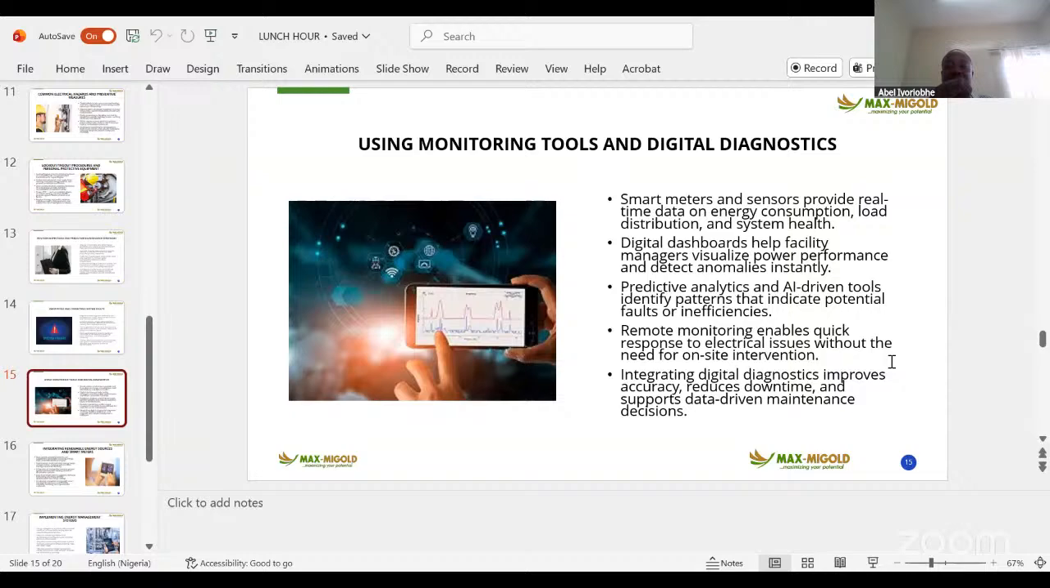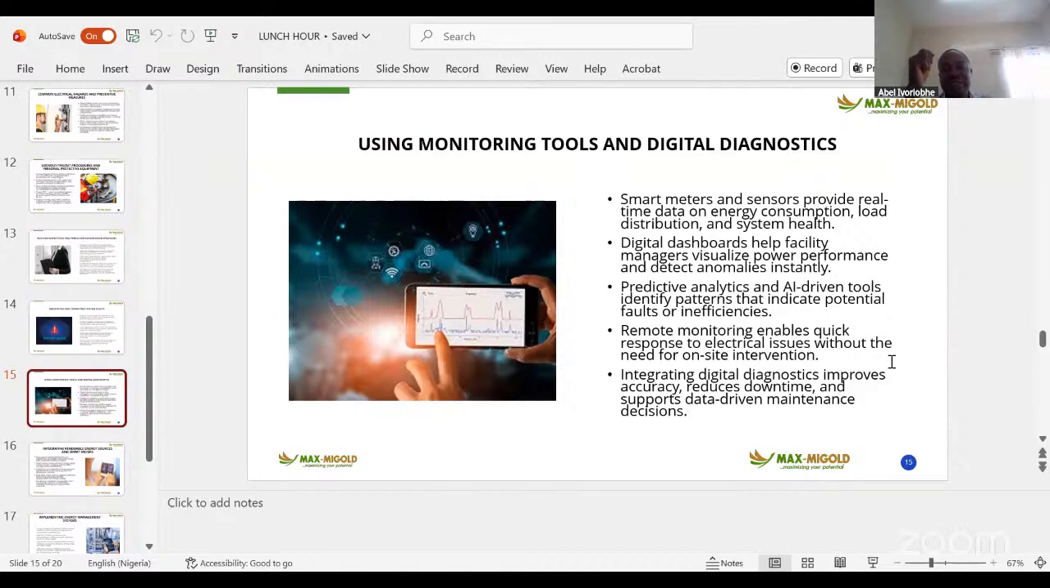Digital dashboards help facility managers visualize power performance and detect anomalies instantly. As the problem is occurring, you are seeing it from your phone or from your gadget. The frequency is getting too high. The frequency is getting low. What could be responsible? Maybe there is a restriction of flow of fuel into my machine. So they are giving you first-hand information.